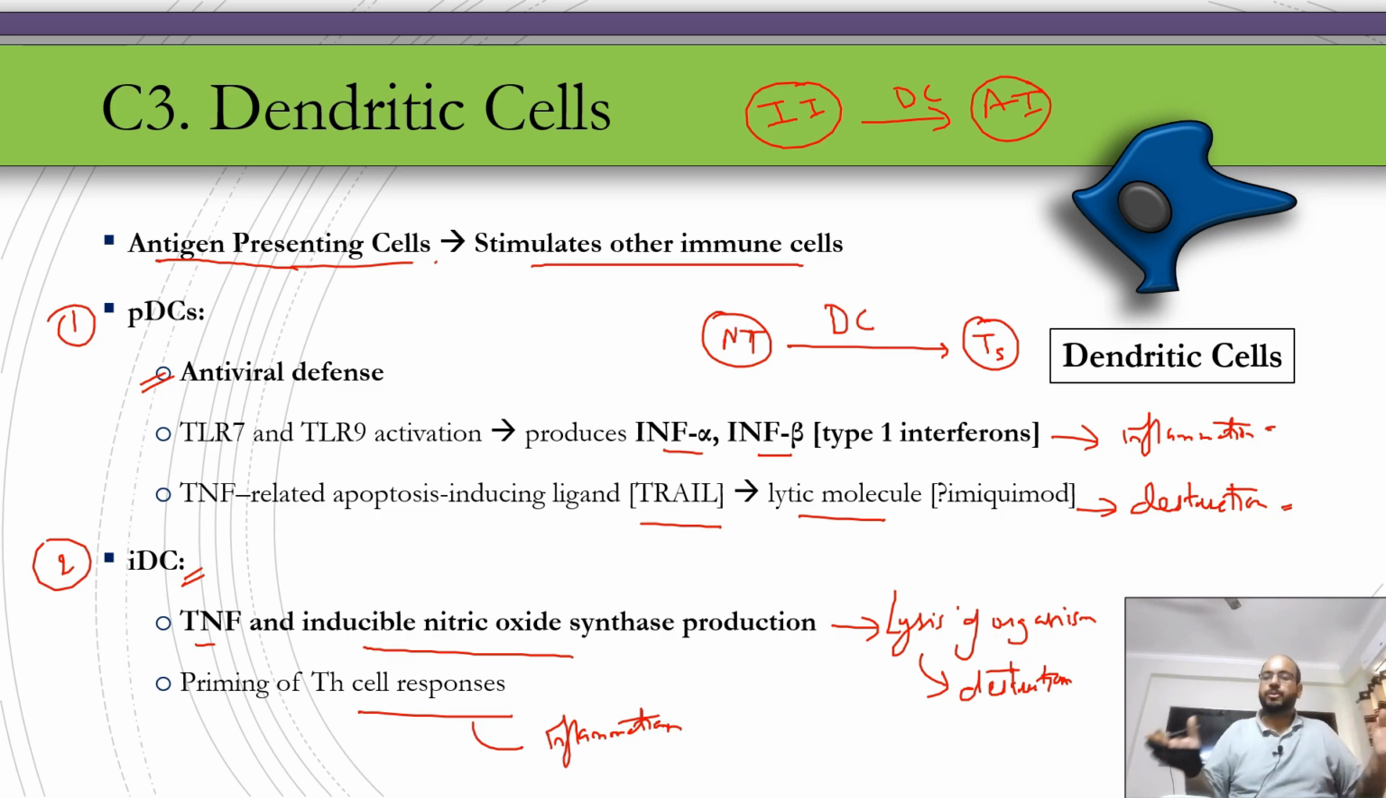We have just divided them into two parts. They don't have separate functions as such. They do the same thing, but differently, through using different processes. So we have inflammatory dendritic cells and plasmacytoid dendritic cells. Clear? Let's move forward.